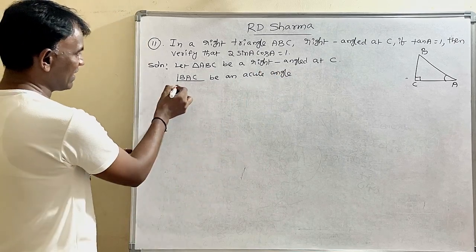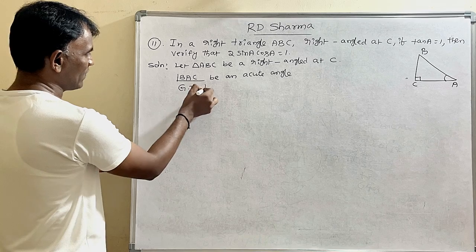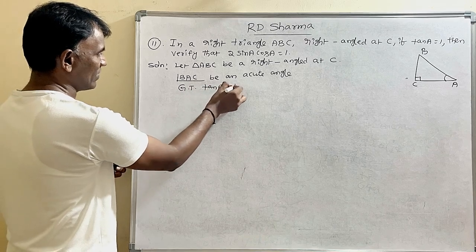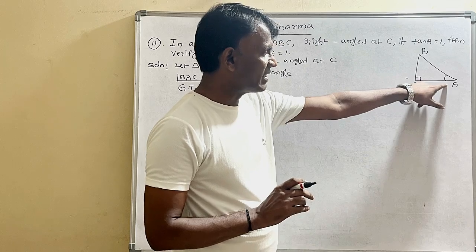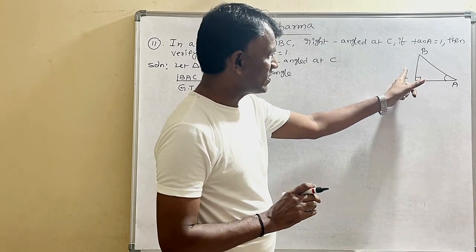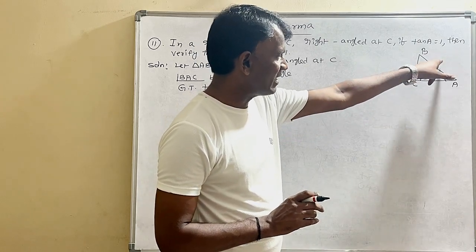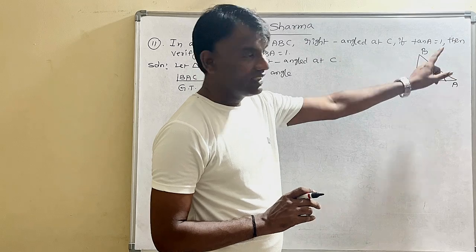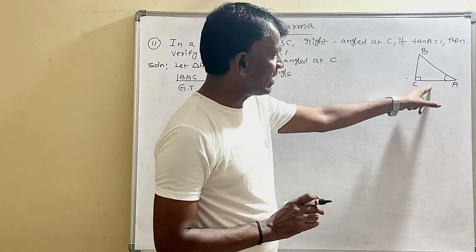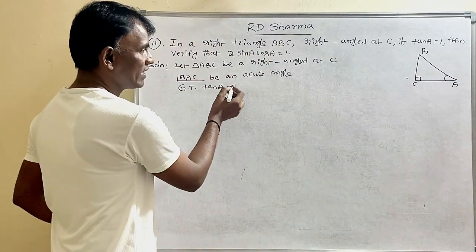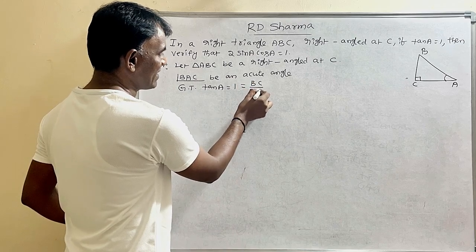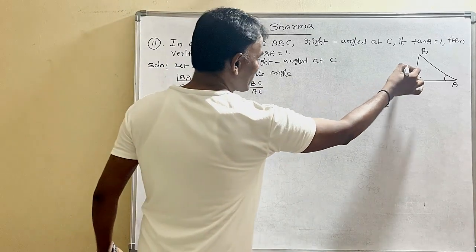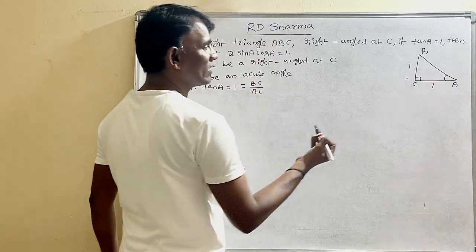Now tan A is given, that is a given value. So given that tan A is equal to 1. Tan A means, if you consider this angle, this is the opposite side, this is the adjacent side, and this is the hypotenuse, right? For tan, opposite divided by adjacent. What is that opposite side? BC, and the adjacent side is AC. So here it is equal to 1.